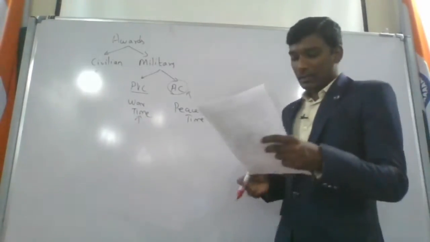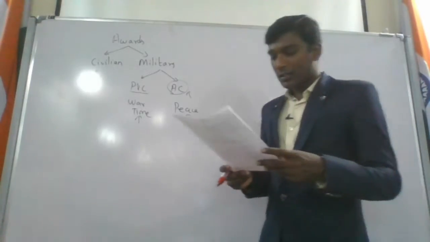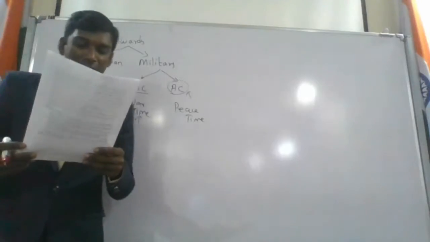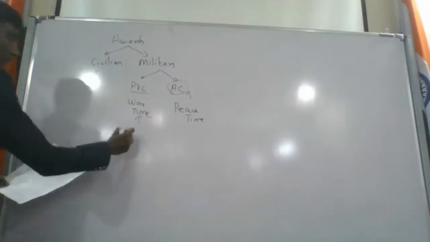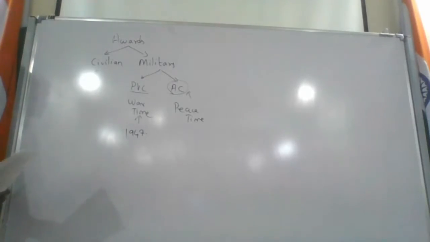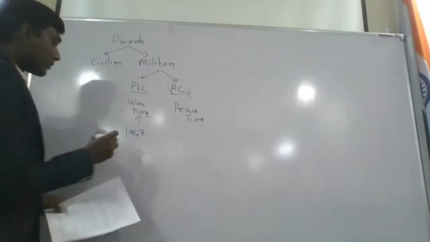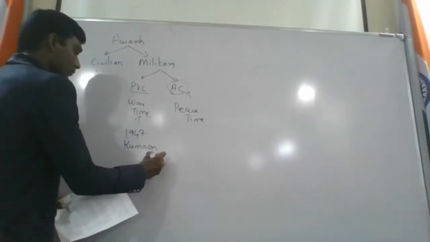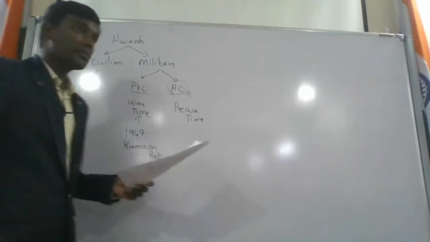Expected examination question: who is the first recipient of Paramvir Chakra? Major Somnath Sharma. In which year? 1947. Major Somnath Sharma belonged to which regiment? If you don't know, take it down. Kumaon regiment. You should know the regiment also.